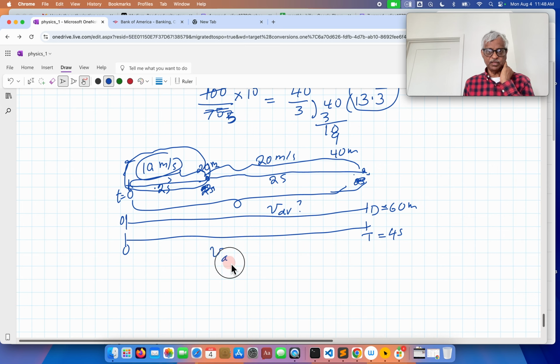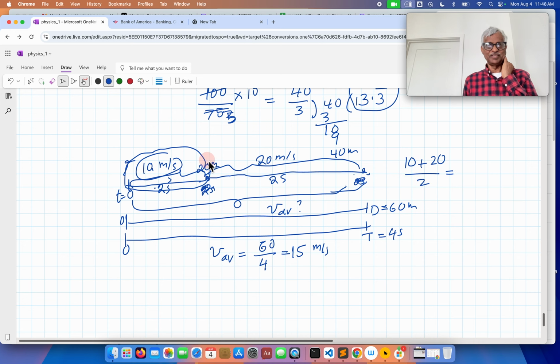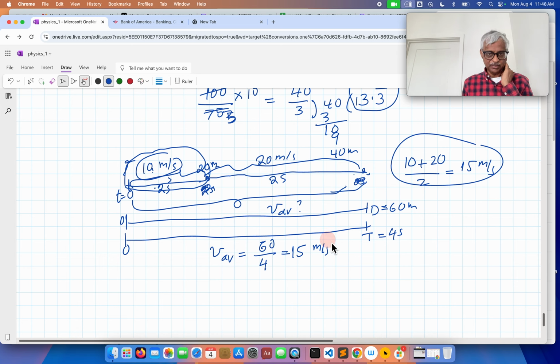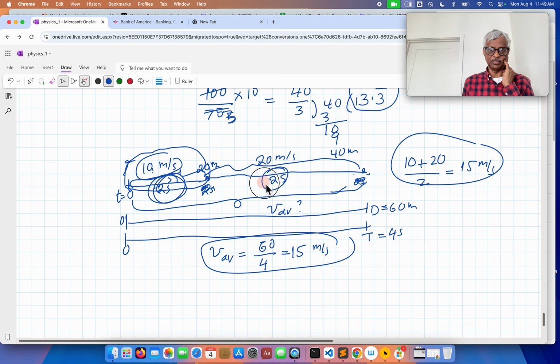So V average here is going to be 60 over 4, and this is 15 meters per second, which would be the same as if you did 10 plus 20 over 2, just average the speeds. And here this is equal to that, and why? Because each one of the 2 segments uses the same amount of time.